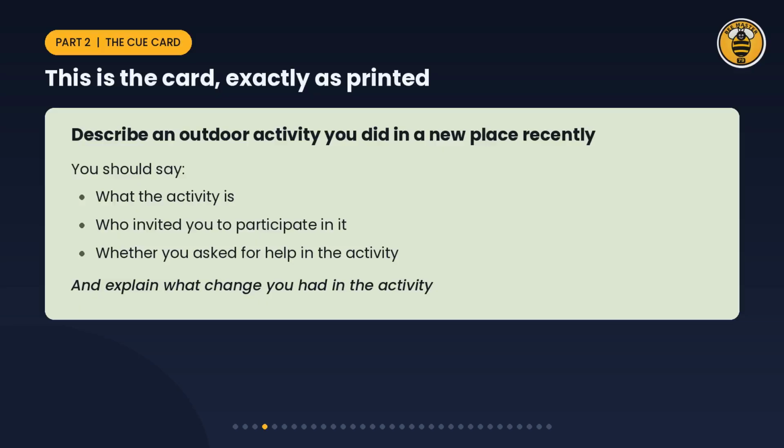This is the card transcribed exactly as it is printed. Describe an outdoor activity you did in a new place recently. You should say what the activity is, who invited you to participate in it, and whether you asked for help in the activity. And explain what change you had in the activity.